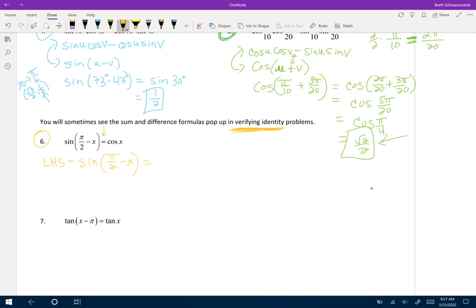So what is this equivalent to? It's equivalent to sine, this is, by the way, u and this is v. Actually, let's make this a different color so you can see it all. So it's going to be the sine of u, which is pi over 2, times the cosine of v, which is x in this problem. Then the sign is always the same for sine of the difference problems. So then we're going to get cosine of pi over 2 and sine of x.